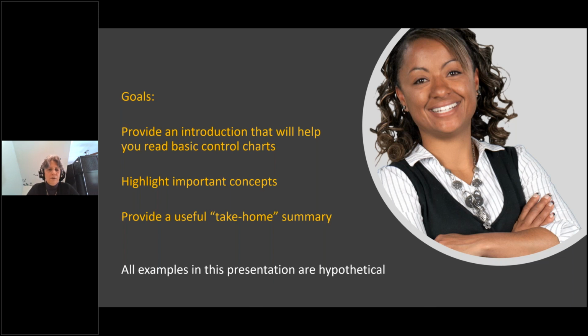My goals today are to provide an introduction that will help you read basic control charts. I'd like to highlight some of the important concepts that will help you understand control charts. And at the end, I'm going to provide what I hope will be a useful take-home summary for you. There's also a list of resources that I've used.